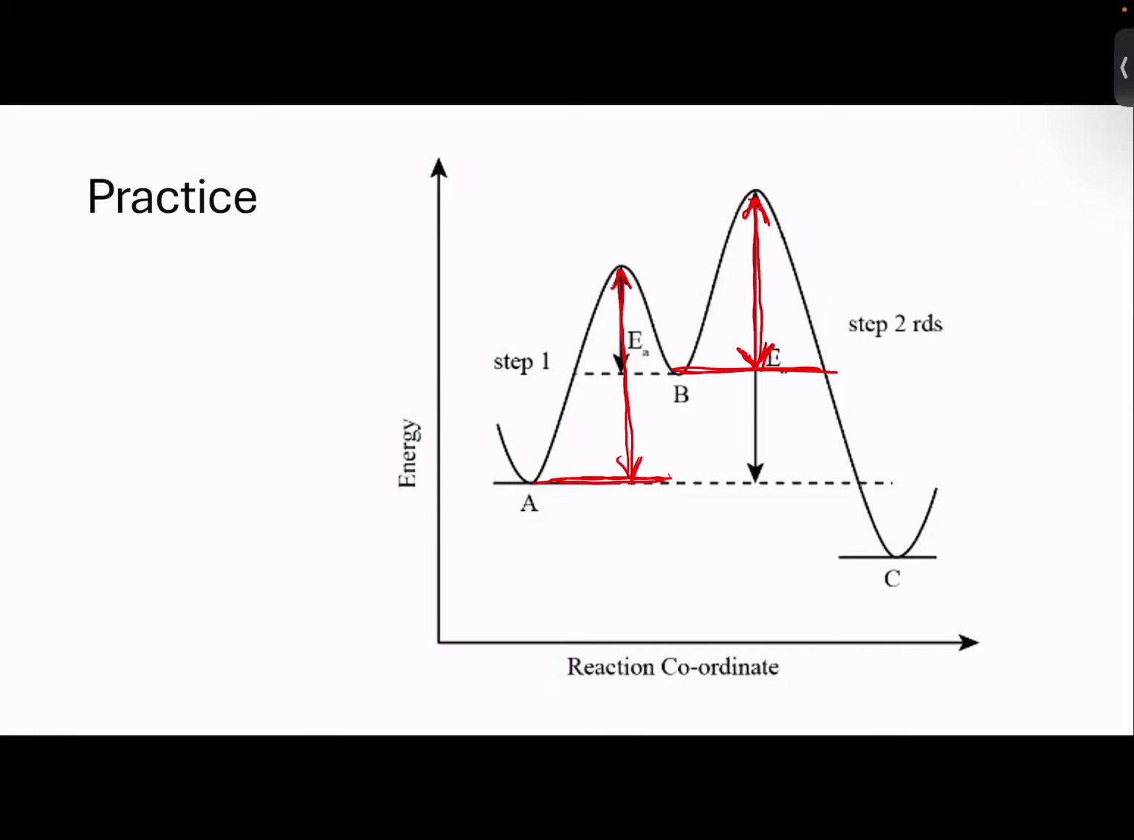Looking at those energy of activations, they're telling you that the second step was the rate determining step, which I disagree with. But if the second step had been the rate determining step, it would have been wrong. Because the rate determining step was the first step.